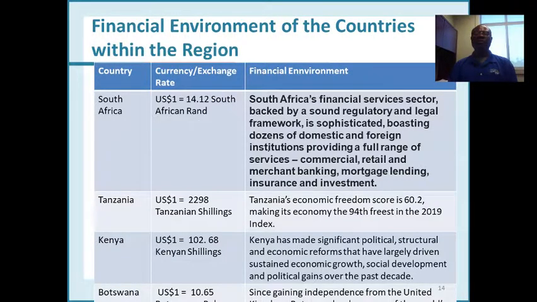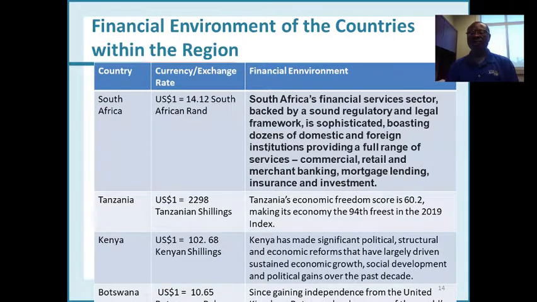Looking at the financial environment of the countries, South Africa is the most financially stable. They use the South African rand. Tanzania uses Tanzania shillings, and Kenya uses the Kenya shillings. Botswana uses the pula. South Africa's financial services sector is backed by a sound regulatory and legal framework. It is sophisticated, boasting dozens of domestic and foreign institutions providing a range of services from commercial, retail, merchant banking, mortgage lending, insurance, and investment.